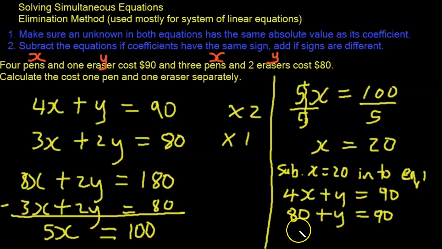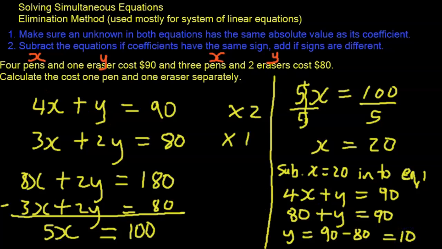And now we want the value of y. So y would be equal to 90 minus 80. What's 90 minus 80? 10. So y is 10. And you can plug these values into the pair of equations, and it should work out.